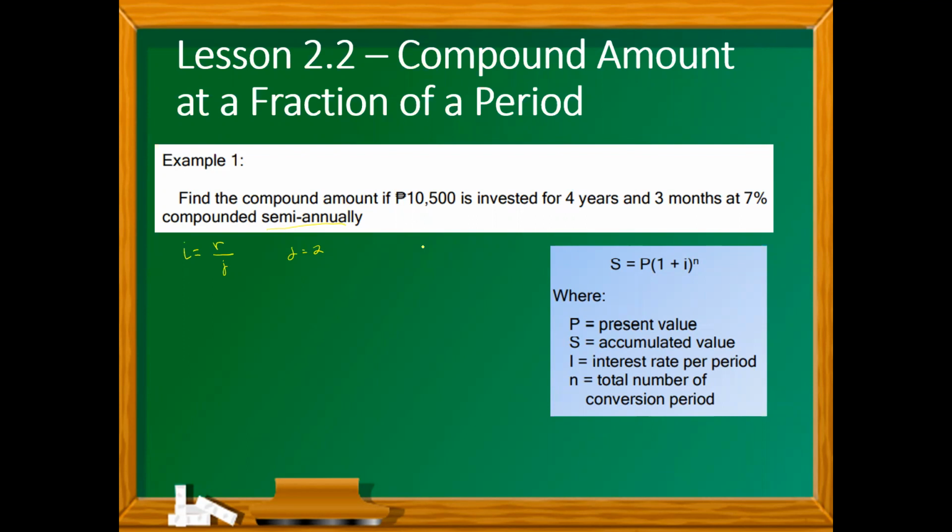4 years and 3 months. Again, t here equals 4 years and 3 months, right? So we have to convert this to its equivalent fraction. And we know that there are 12 months in a year. So 3 months over 12. So we have 4 and 3 over 12. To its lowest terms, this is 4 and 1/4, right? So in equivalent decimal value, t will be equal to 4.25 years.